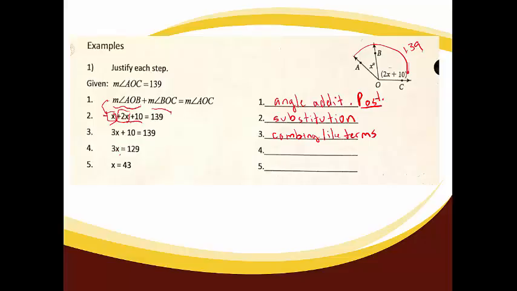Now to go from step 3 to step 4, it looks like they subtracted 10 from both sides. The good news is, if it involves subtraction, addition, multiplication, or division, we just write that word. So that is the subtraction property. And in our last step, it looks like they divided by 3 on both sides. So that is the division property. It states that we are allowed to divide as long as we do it to both sides.